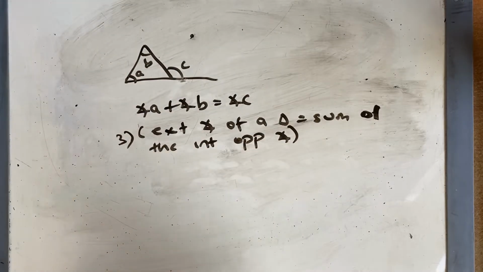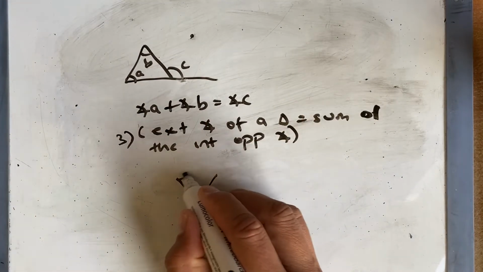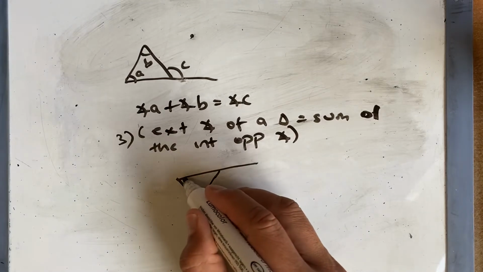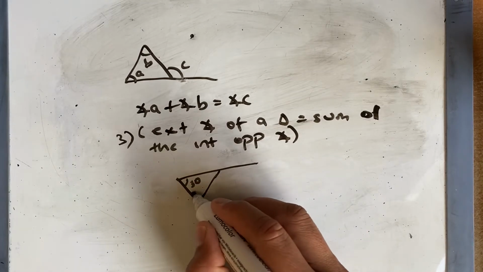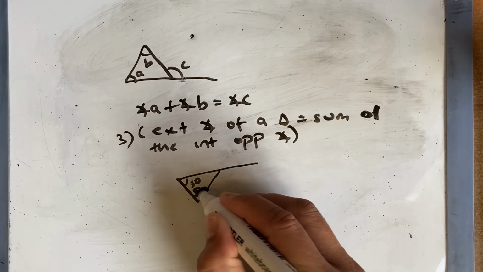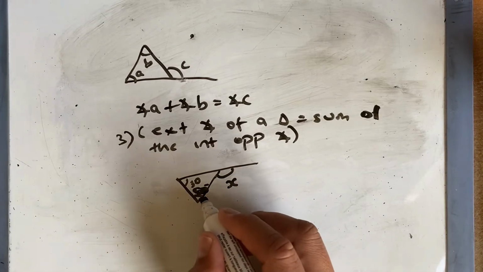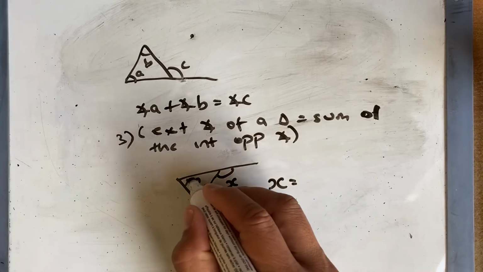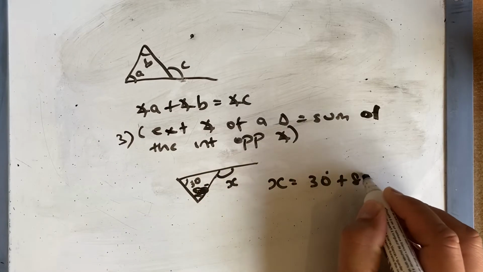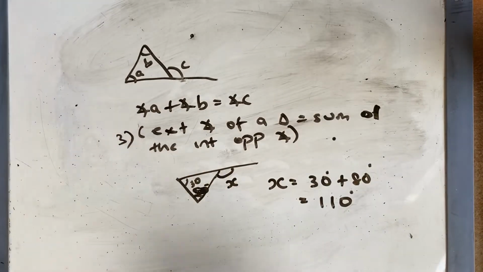We shall put in numbers now. If I have any triangle, and this is 30 degrees, this is 80 degrees, and you want to find X, to get X it's very simple. Just add 30 plus 80 and you will get 110 degrees. The theorem is the same as this: exterior angle of a triangle equal to the sum of the interior opposite angles.